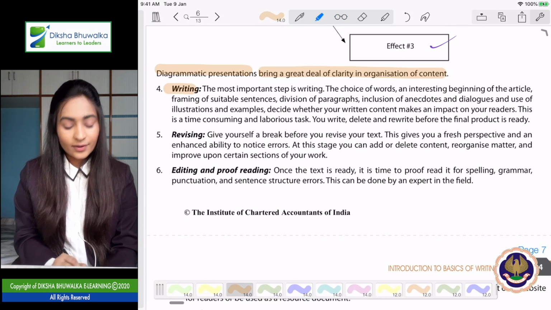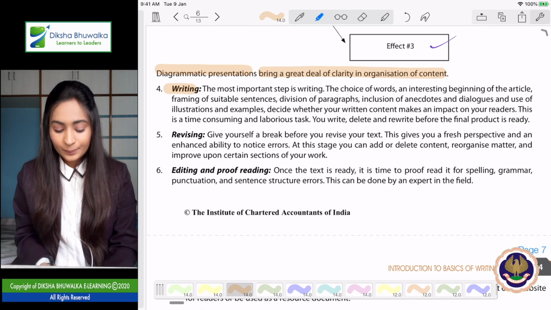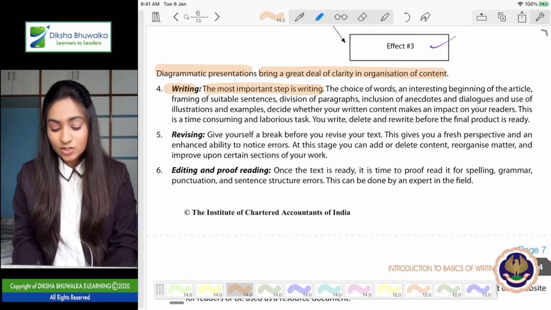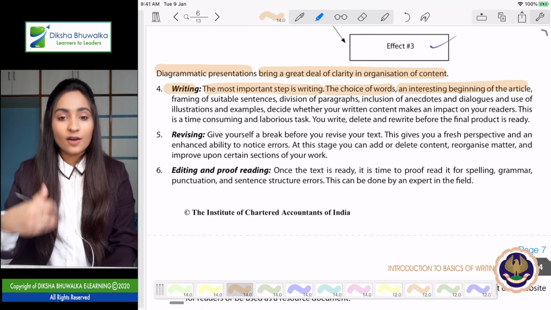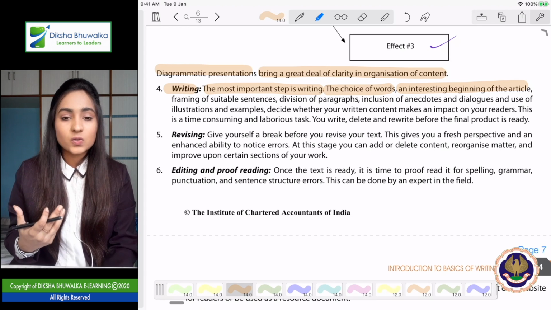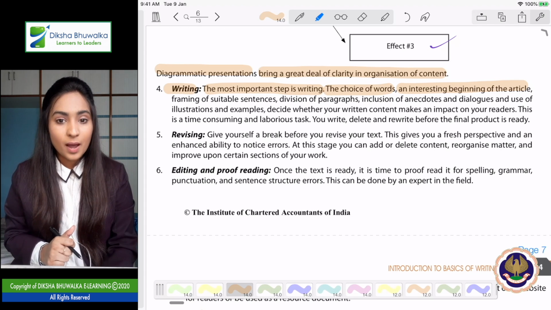Now next you will start writing. After all the diagrammatic representations, you will finally start writing. The most important step is writing, the choice of words, an interesting beginning of the article. Now after this chapter we will start writing articles also. There I will tell you how to start the article in a very interesting manner.